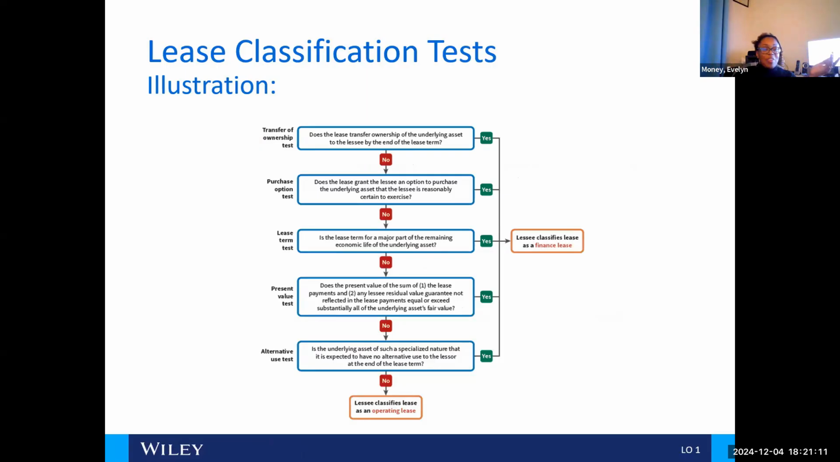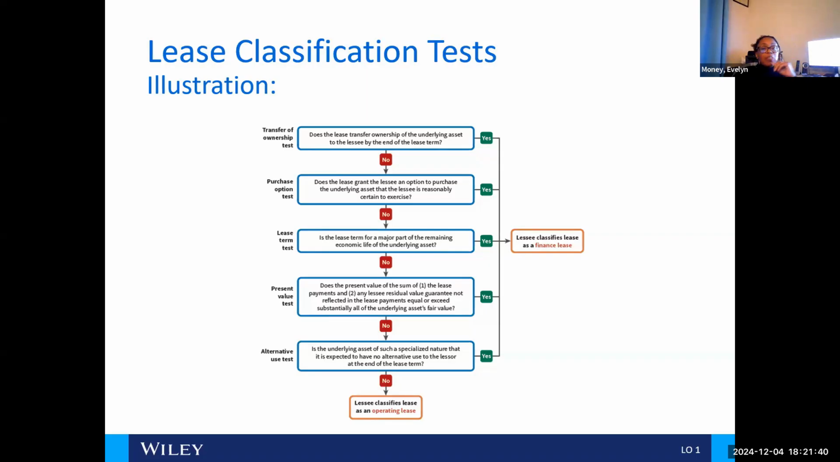Now, remember I said there are about 5 or 6 different tests. We've seen one of them. Here are the other 5. If you meet one of the criteria that's listed here, then the lease is classified as a finance lease. If you don't meet any of them, then it is an operating lease. So the first one is that transfer of ownership. We've already seen that one in that example.